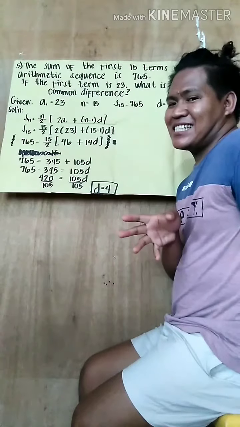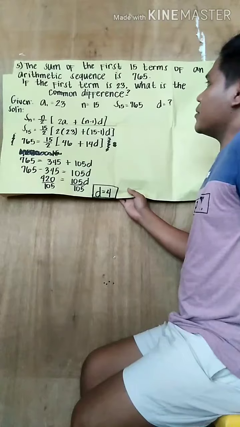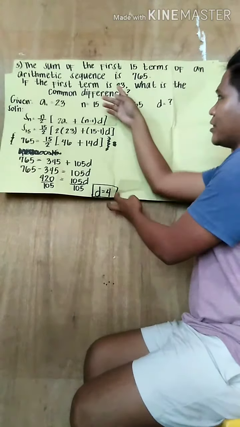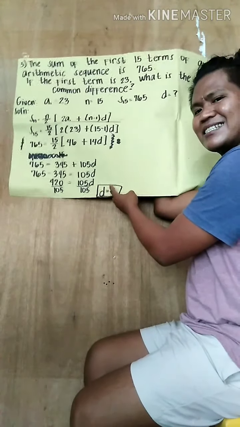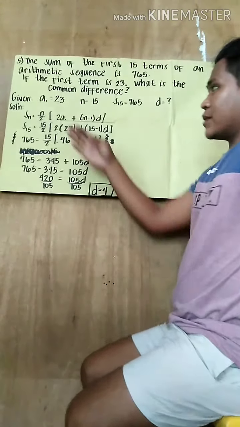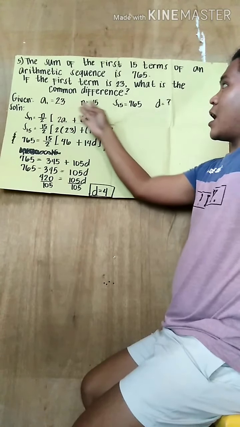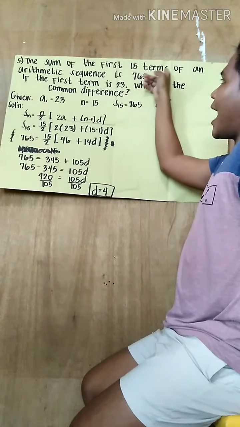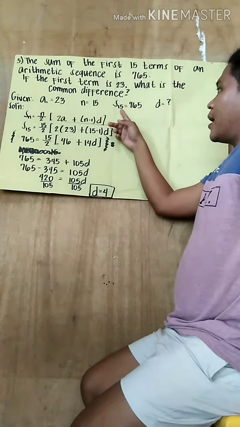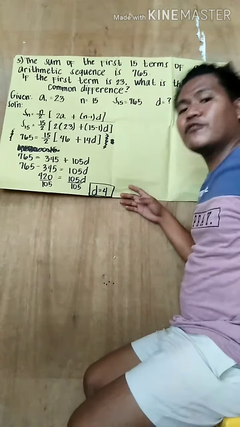Okay, so we have our last example, or the fifth example. The sum of the first 15 terms of an arithmetic sequence is 765. If the first term is 23, what is the common difference? Or we will look for the d, or the common difference. So given, again, the first term, which is 23. Our number of terms, since we have 15 terms in total, is 15 as n. Our sum of the terms is equal to 765. So we will look for the common difference.